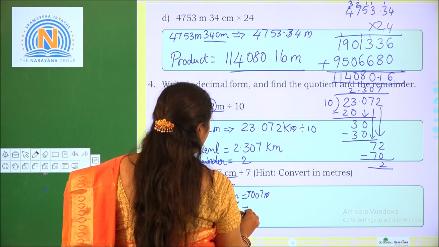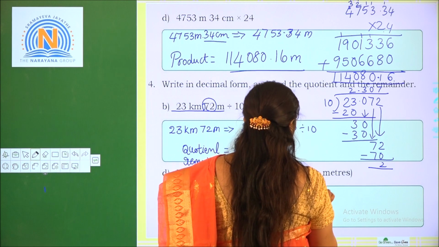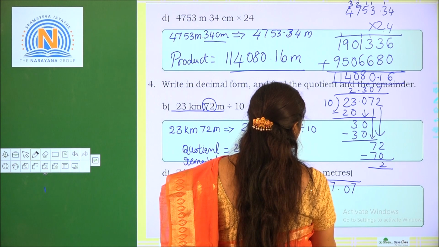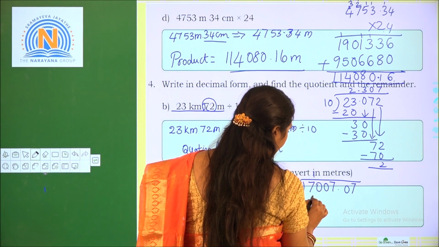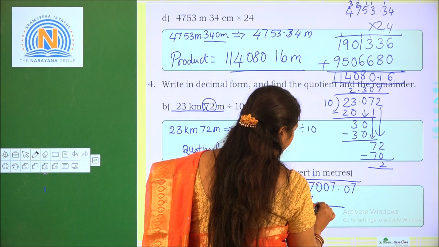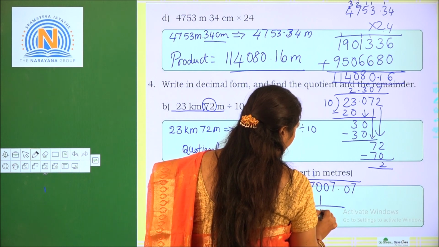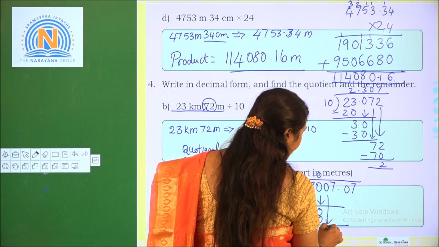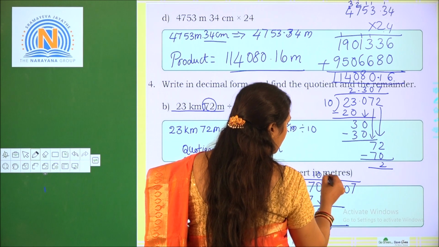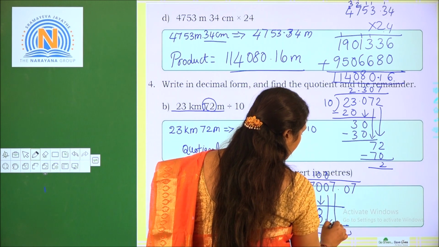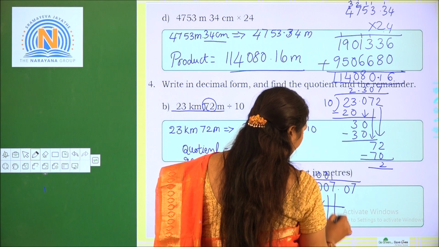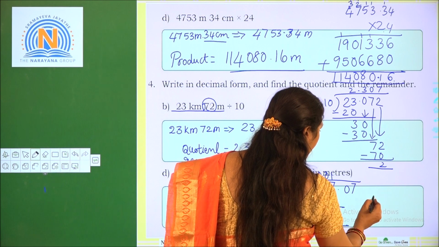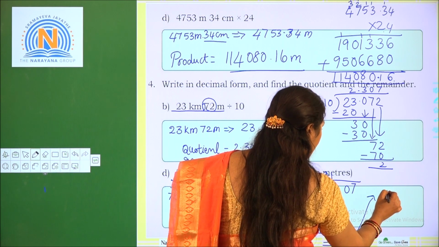7,007.07 divided by 7. Now divide. Now 7 ones are 7. Now subtract. Now bring down 0. So 0 times. Again 0. When we take two zeros at a time also, children, 0. Now bring down 7. 1 time, 7. Now 7 minus 7 is 0.